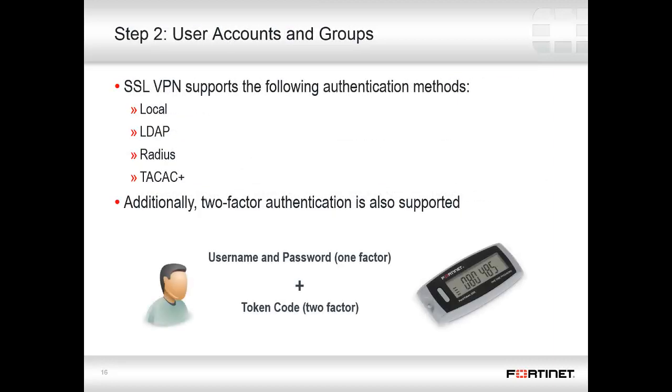The second step is to create the accounts and user groups for the SSL VPN clients. We're not going to explain the procedure in detail, as there is another module completely dedicated to user authentication. All the FortiGate authentication methods, with the exception of Fortinet Single Sign-On, or FSSO, can be used for SSL VPN authentication. This includes local, LDAP, RADIUS, and TACACS+ authentication. Two-factor authentication with or without FortiToken is also supported.